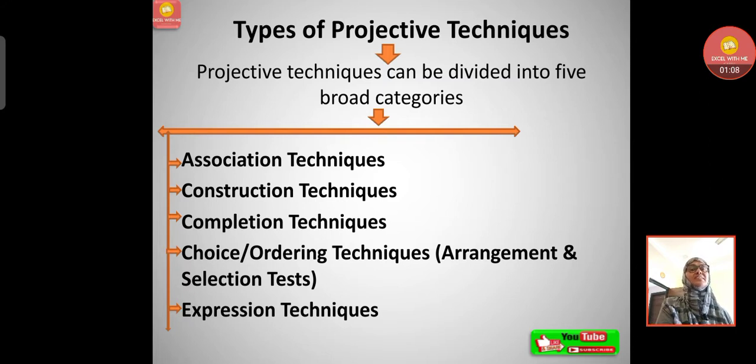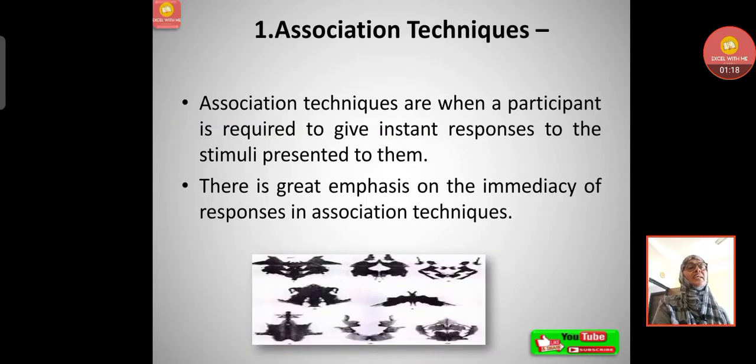projective techniques, that is association techniques, construction techniques, completion techniques, choice or ordering techniques, expression techniques. Let's understand in detail one by one. The first one, association techniques. Association techniques are when a participant is required to give instant responses to the stimuli presented to them. There is great emphasis on the immediacy of responses in association techniques.